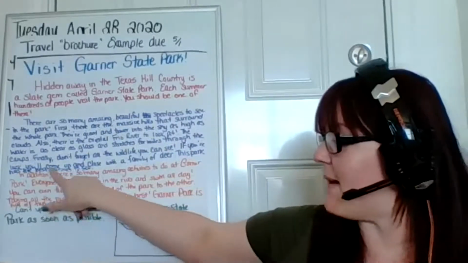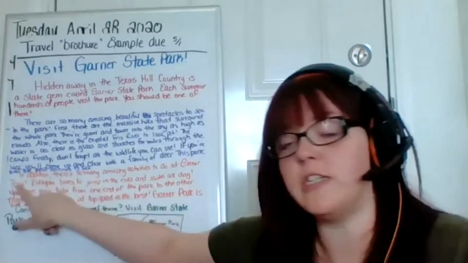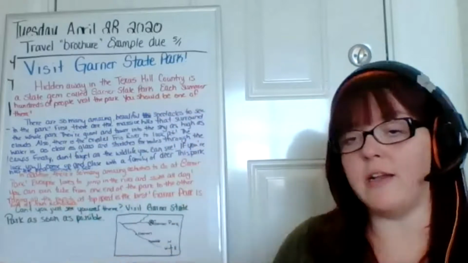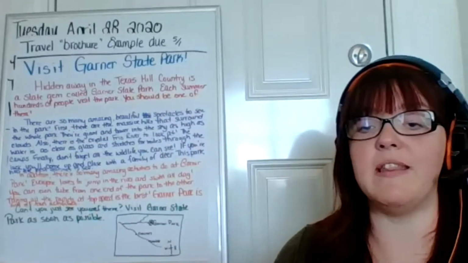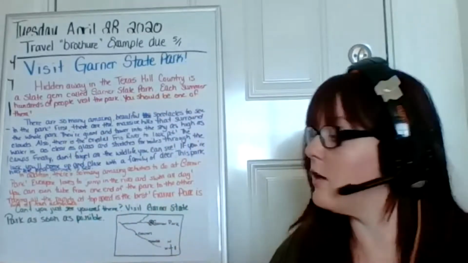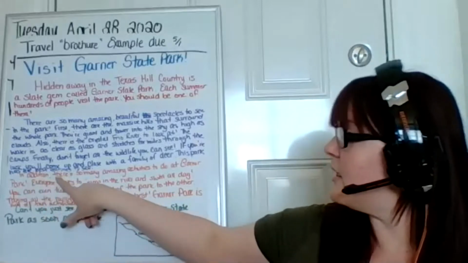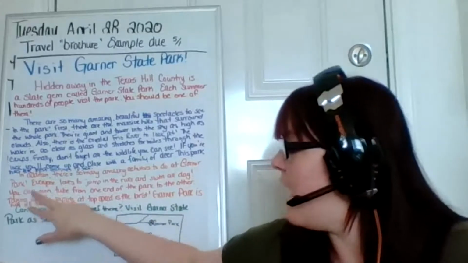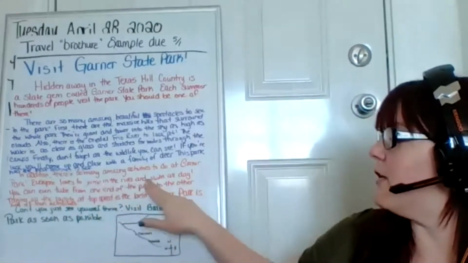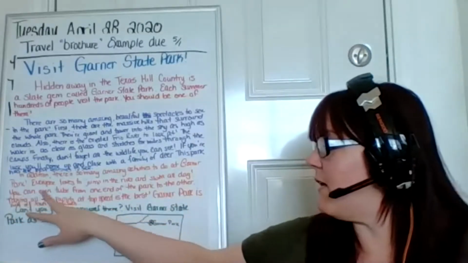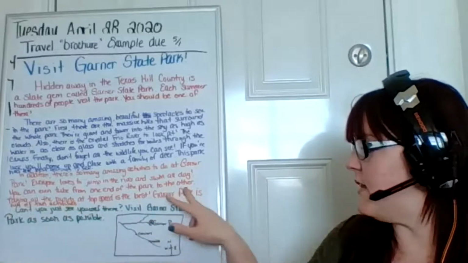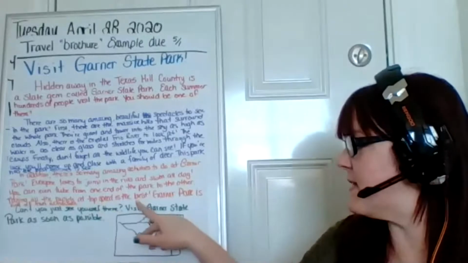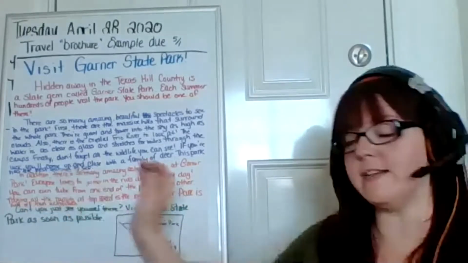And you can see that I'm adding details because I use the transition word in addition. So I'm moving on, and I'm going to give you extra information about the things that you can do at the park. So in addition, there's so many amazing activities to do at Garner Park. Everyone loves to jump in the river and swim all day. You can even tube from one end of the park to the other. Taking all the rapids at top speed is the best. Garner Park is full of fun activities.